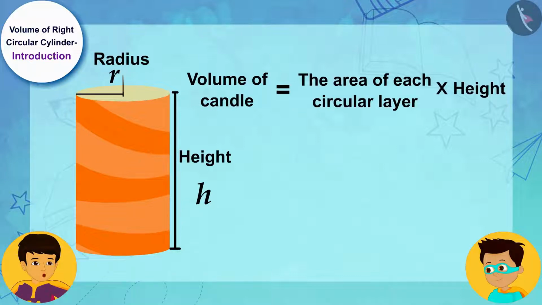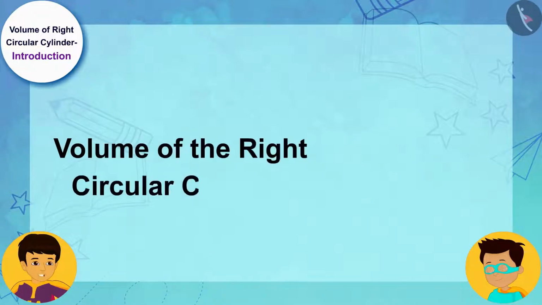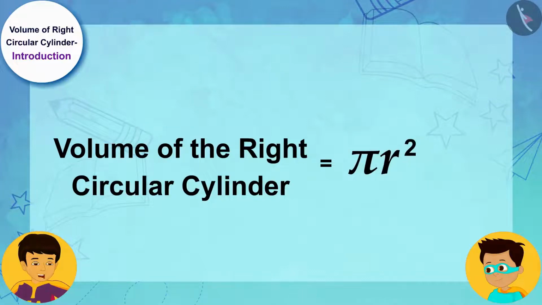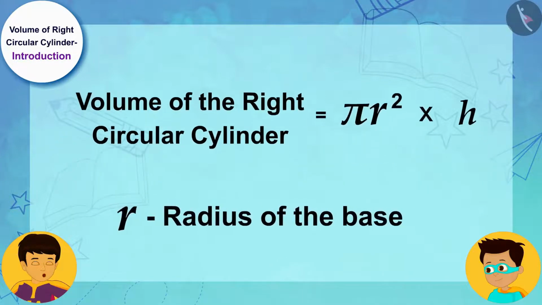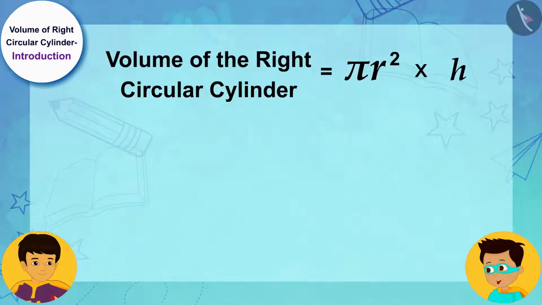The area of each layer is equal to pi r square, and here the height of the candle is h. Therefore, we can say that the volume of the right circular cylinder is equal to pi r square h, where r is the radius of the base and h is the height of the right circular cylinder. Oh wow, Manas! We found the formula for the volume of a right circular cylinder.